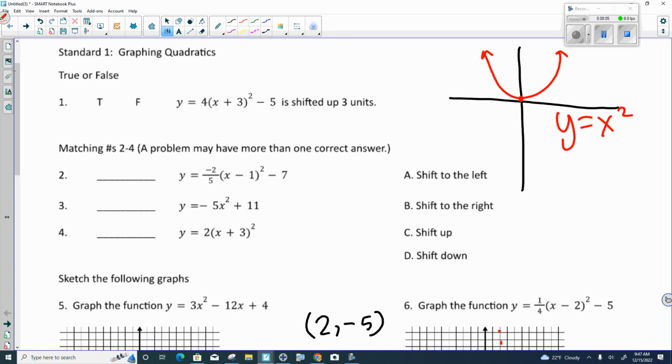Okay, this is in vertex form. So hopefully you now can see that my vertex would be negative 3, negative 5. If that's confusing you, I hope you wrote something on your note card about it. So from the parent function, negative 3, negative 5, she shifted left and down, not up. So this is false.